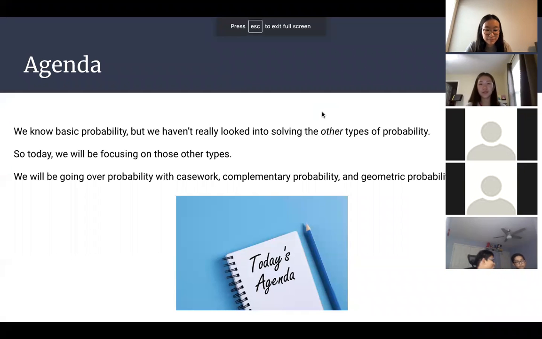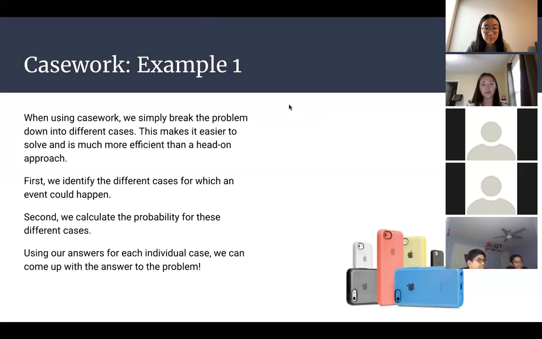Today we're going to look at some other types of probability. So casework, and then complementary probability, and then geometric probability is what we're going to do today. We did casework some other day, but this is just going to cover it again with some differences, I suppose.